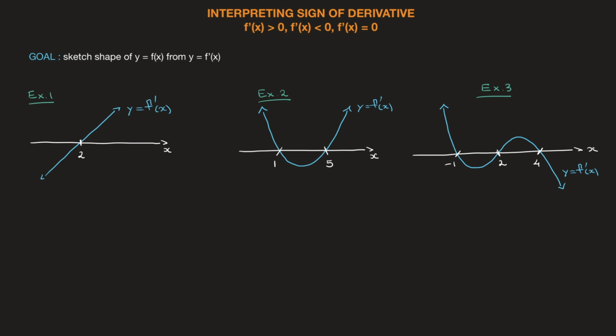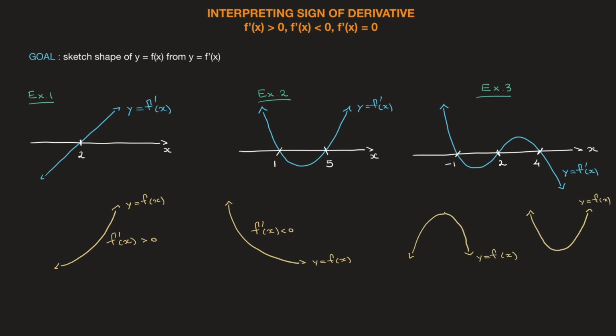Now, in the previous video, we saw how to read a graph of y equals f of x to state the sign of the derivative function. Remember, if f of x is increasing, then the derivative is positive. If f of x is decreasing, then the derivative is negative. And at any stationary points, for instance at a maximum or minimum point, the derivative is equal to 0. And so that's what we know so far.